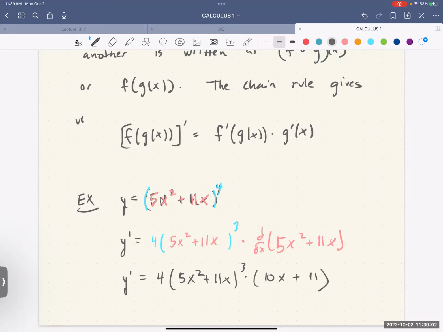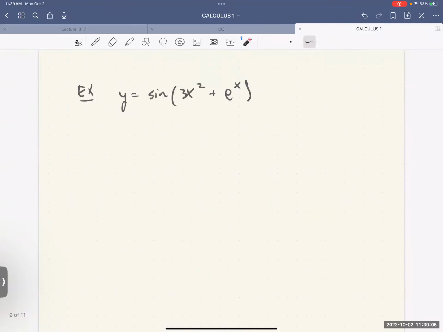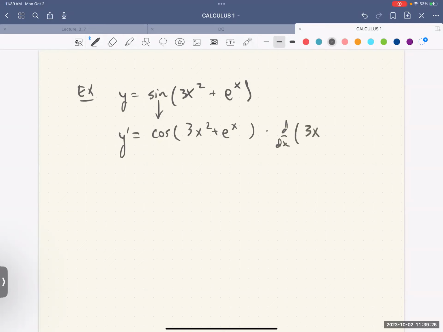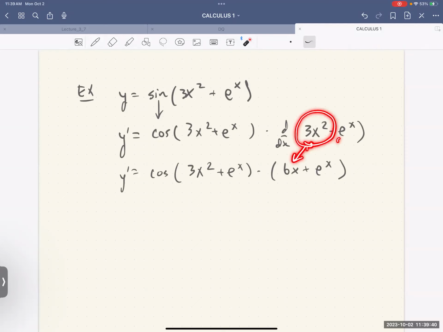There's our derivative. The next one, we have an outer function, sine of something, and an inner function, 3x squared plus e to the x. So let's differentiate. We have the derivative of the outer function: sine goes to cosine. We repeat the inner function and then multiply by the derivative of the inner function. So y prime gives us cosine of 3x squared plus e to the x, times 6x plus e to the x, where 3x squared differentiates to 6x and e to the x differentiates to itself.